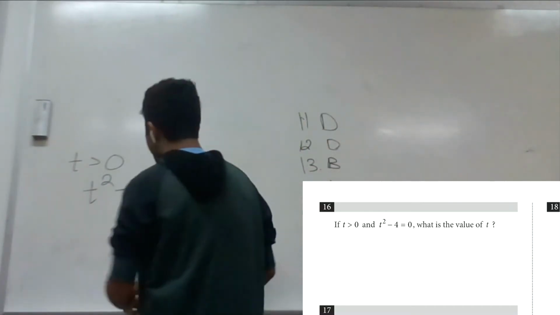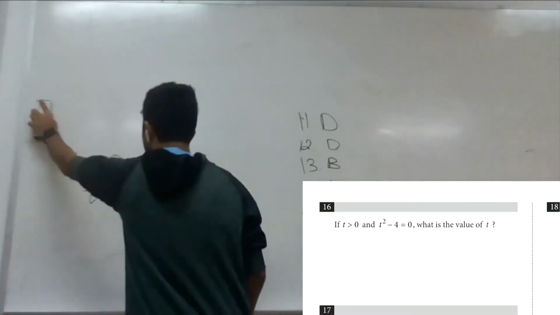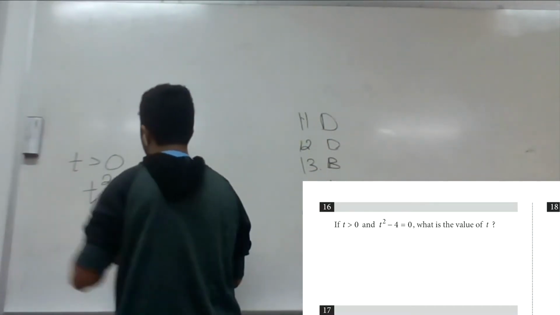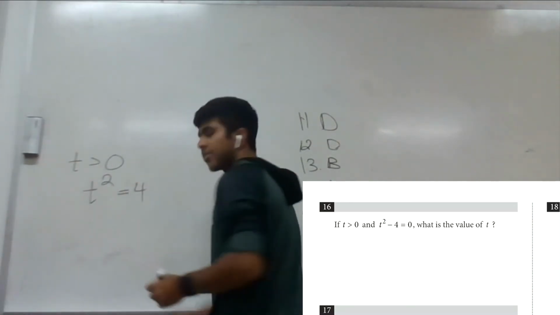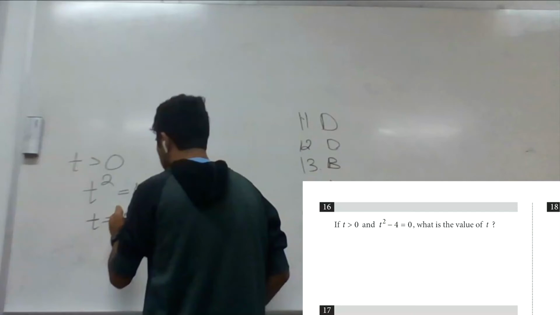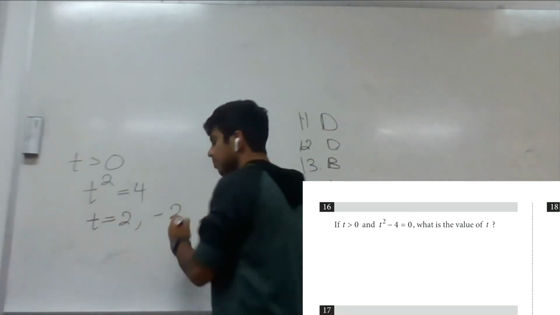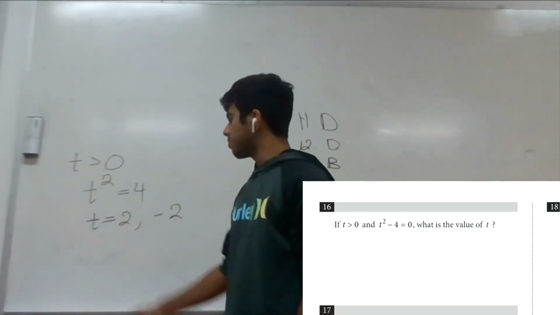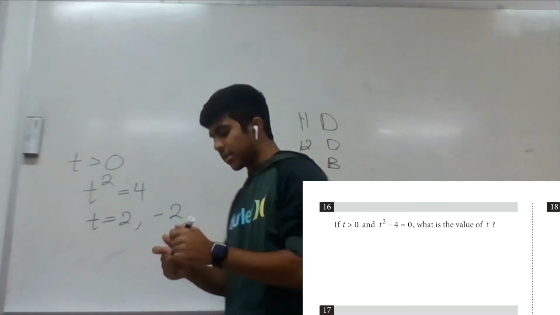And you can just add 4 to both sides. That's the first thing. You can add 4 to both sides. And then you take the square root of both sides, and you get t equals 2 or negative 2. And you're told that t is bigger than 0, so t is 2. That's it, like I told you.